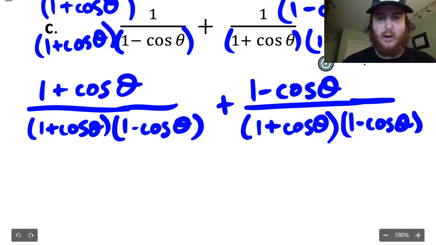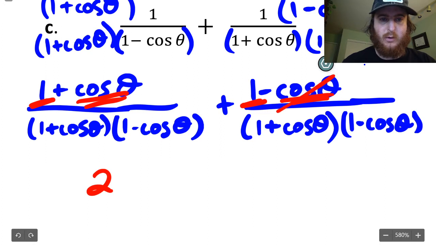So we're going to look at what are our like terms. Well, the numbers 1 plus 1 gives 2. And then we have plus cosine theta minus cosine theta. Those are going to cancel out.